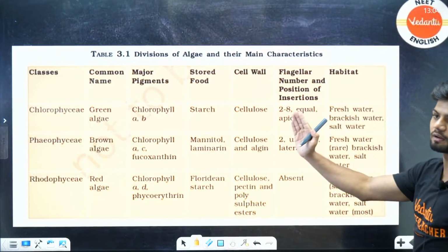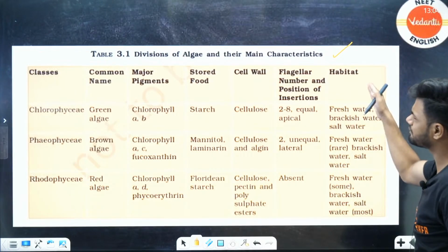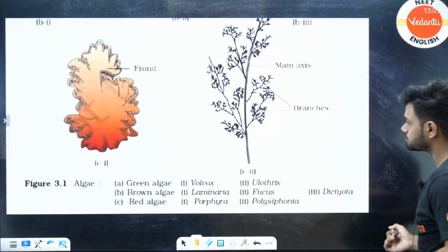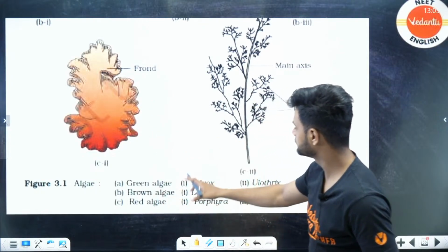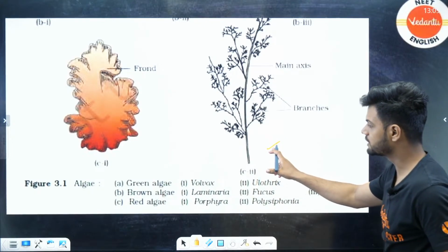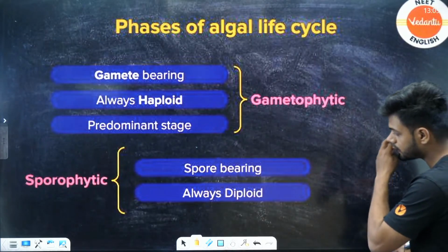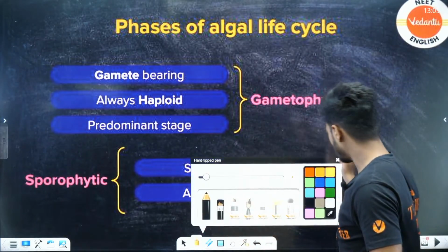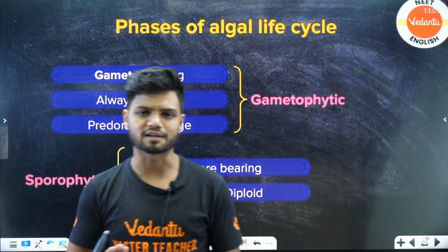This is the entire table which summarizes your algae. Very important, one question will definitely come from here. See here, this is going to be your red algae, that is Porphyra as well as Polysiphonia. Now, what about the life cycle, sir? How can we learn the life cycle, sir?